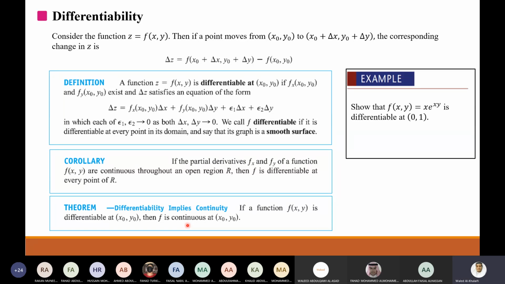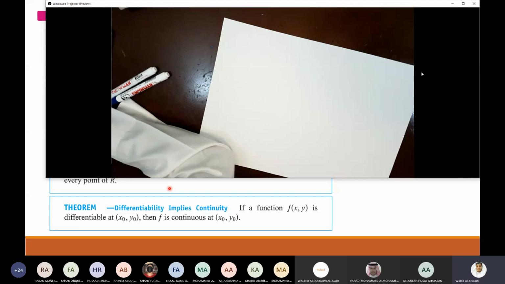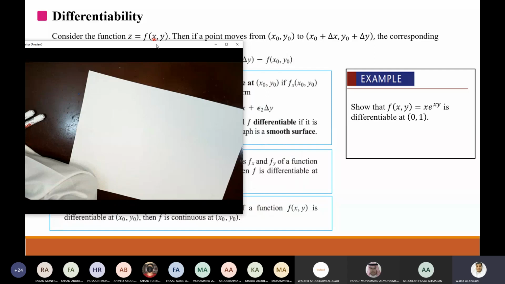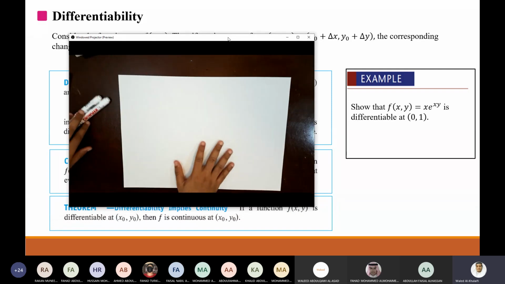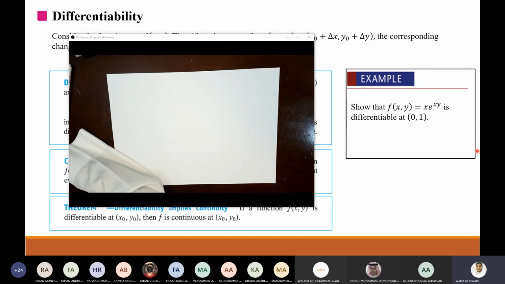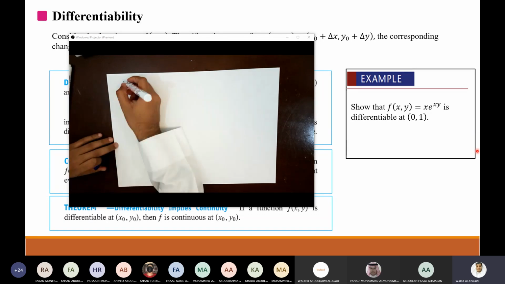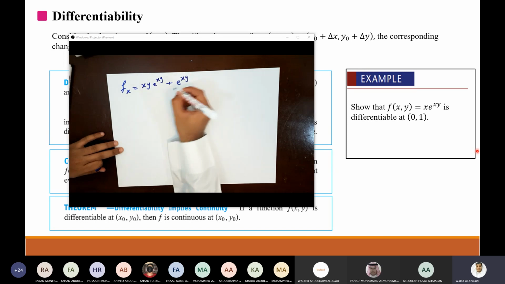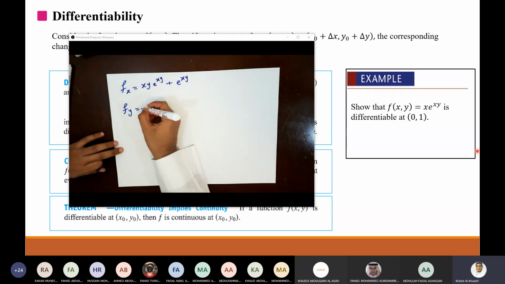So in this example, he said show that this function is differentiable at the point (0, 1). If you want to show that it is differentiable at (0, 1), what will I do? I will find the partial derivative with respect to x. So first times derivative of the second, plus derivative of the first times the second, which is the derivative with respect to y.